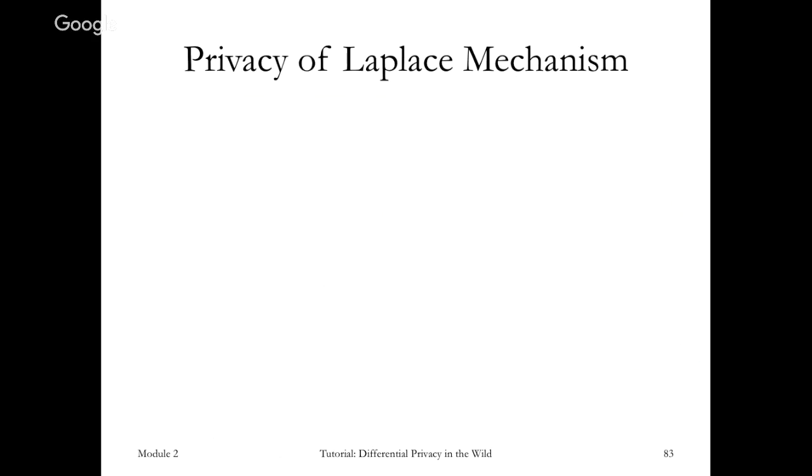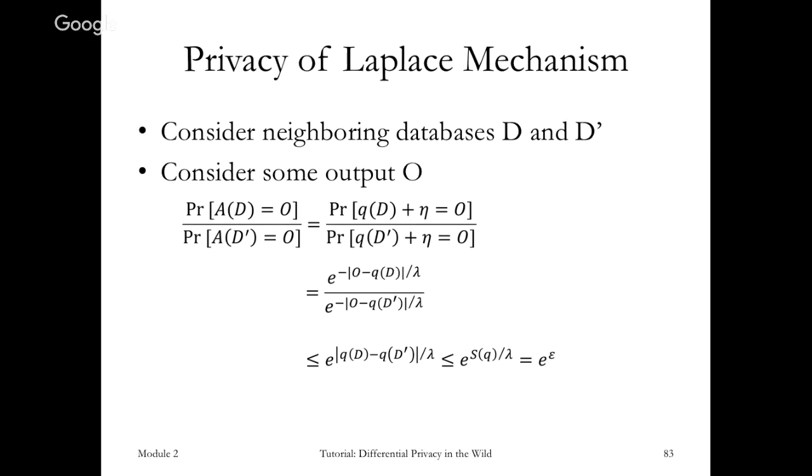In terms of showing that the Laplace mechanism satisfies differential privacy, I can just walk you through a very simple proof. Let's consider two databases, D and D prime, and they're neighboring, so they differ by just a single record. And then we'll consider some output, any arbitrary output. We can consider that ratio that appears in the definition of differential privacy: the probability of seeing this output given that the input is D, over the probability of seeing this output given that the input was in fact D prime.